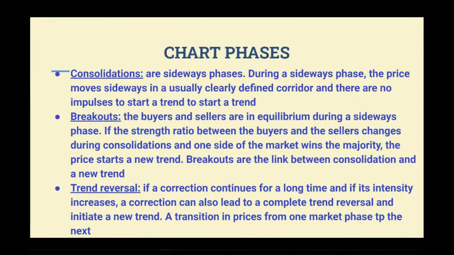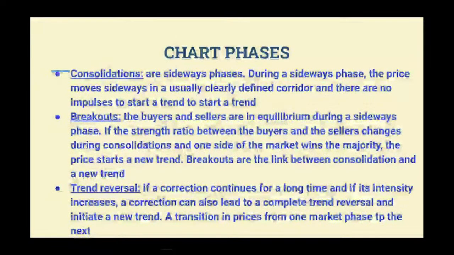The buyers and sellers are in equilibrium during a sideways phase. If the strength ratio between the buyers and sellers changes, so either the buyers win or the sellers win, and one side of the market wins the majority, the price starts a new trend. Breakouts are the link between consolidation and a new trend. So make sure you understand that. Breakouts are the link between consolidation and a new trend.